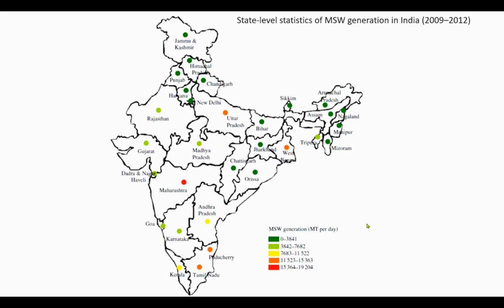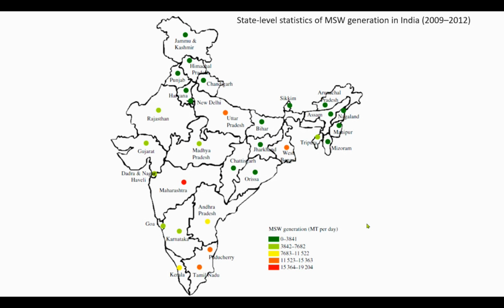It goes year by year, so the data is increased, the number is increased. So you can see the municipal solid waste generation, in metric tons per day. The green states are in the range 0 to 3,814, more than 3,000 metric tons per day.